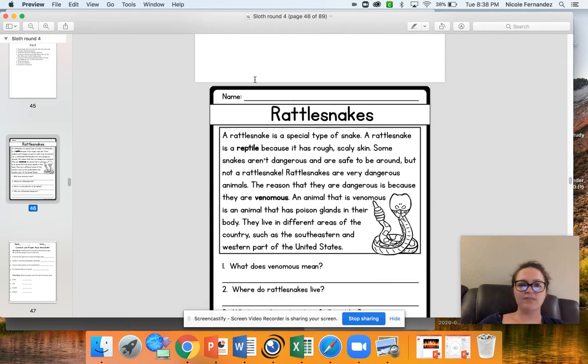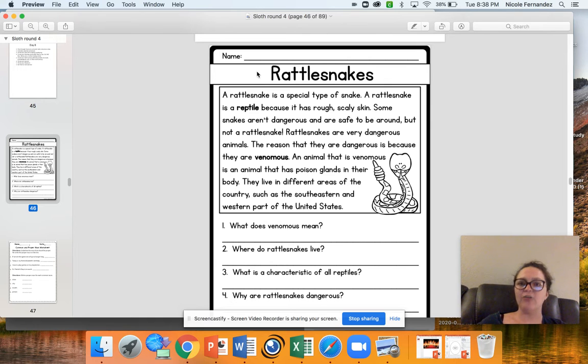Your first activity that you have today is a reading comprehension page about rattlesnakes. You're going to read through this here and then answer the questions. Now, one thing I want to point out is, do you notice how these two words are bold? That's because these are the vocabulary words for this passage.